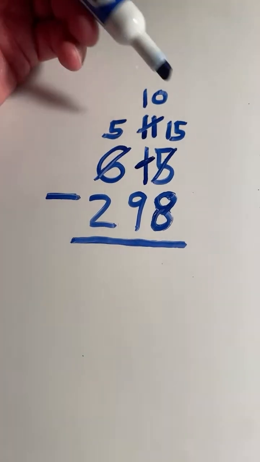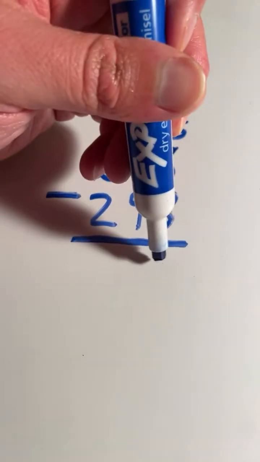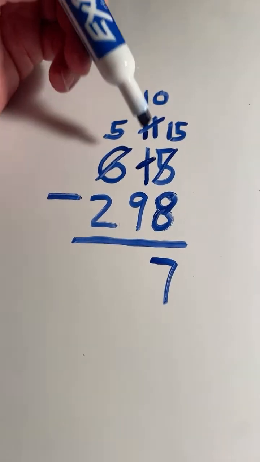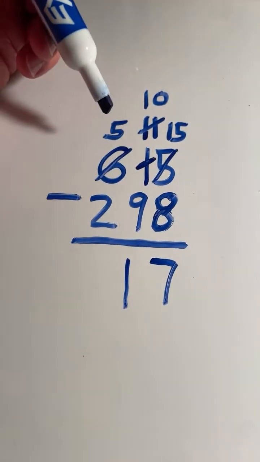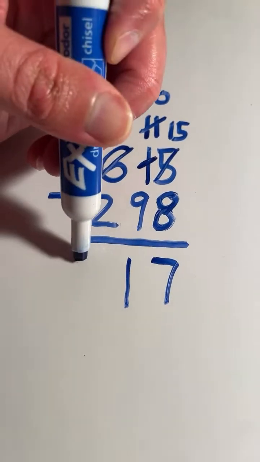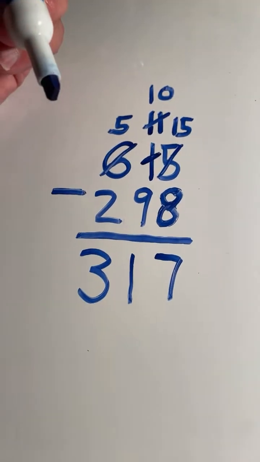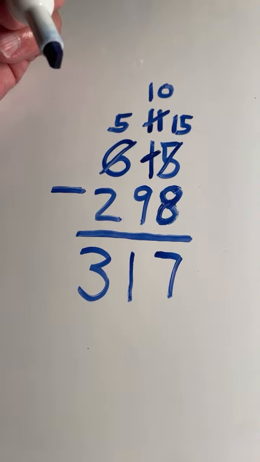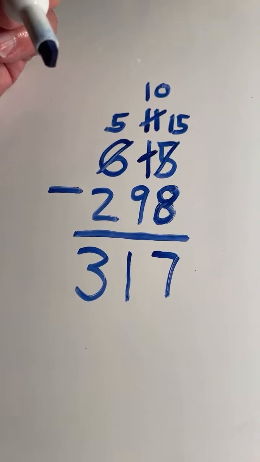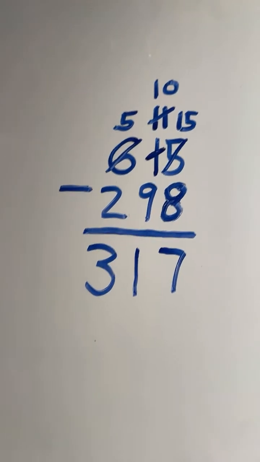Starting in the ones place, 15 minus 8 equals 7. 10 minus 9 equals 1. 5 minus 2 equals 3. And we have our final answer, 615 minus 298 equals 317. All right, next example problem.